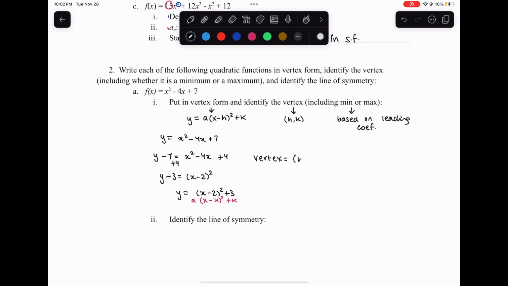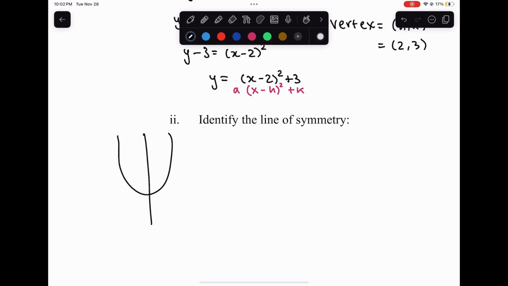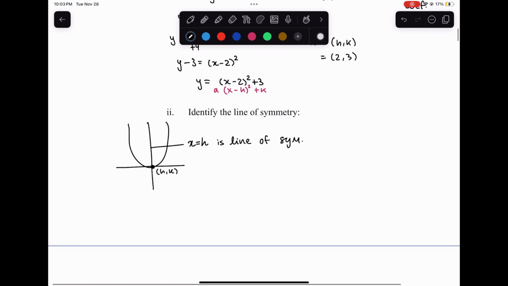And we can see that h is 2 and k is 3. So the vertex is h and k, and h is 2 and k is 3. That means the vertex is 2, 3. The line of symmetry is a line that goes straight through the vertex, and its equation is x is equal to h. We determined earlier that h is equal to 2, so x equals 2 is the line of symmetry for this function.